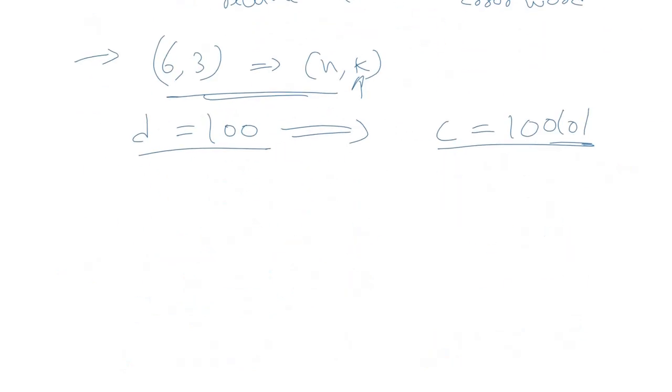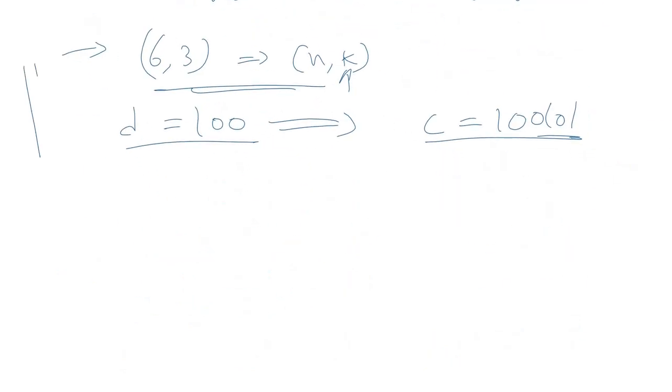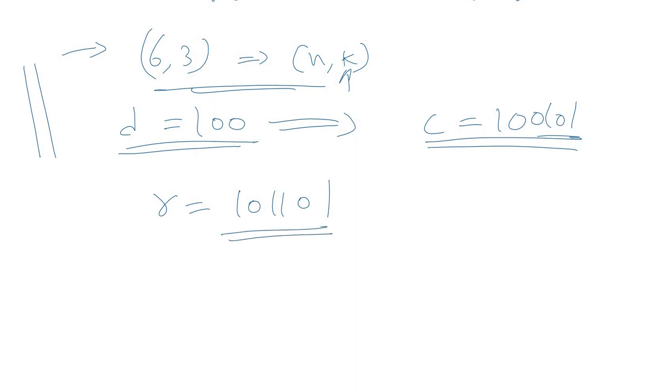And now let us say that we are considering the same scenario where this is the data word and this is the code word, and we say that the received word R is 101101, which is different from the transmitted code word. This received word is different from the transmitted code word.